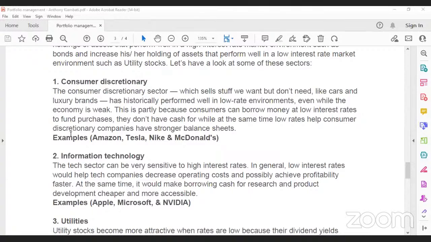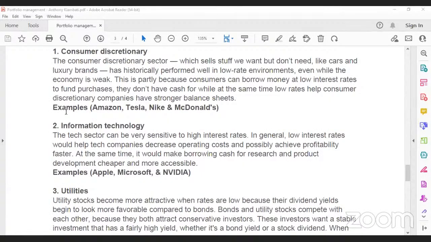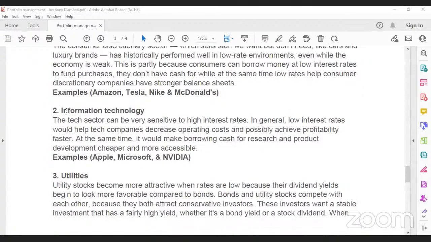So in general, low interest rates would help tech companies decrease operating costs and possibly achieve profitability faster. At the same time, it would make borrowing cash for research and product development cheaper and more accessible. So the tech sector is another sector that is likely to perform well during such market conditions, a low interest rate environment. Examples of companies in the information technology sector would be Apple, Microsoft, and Nvidia.